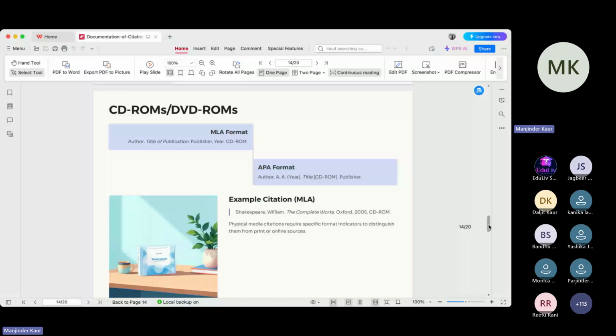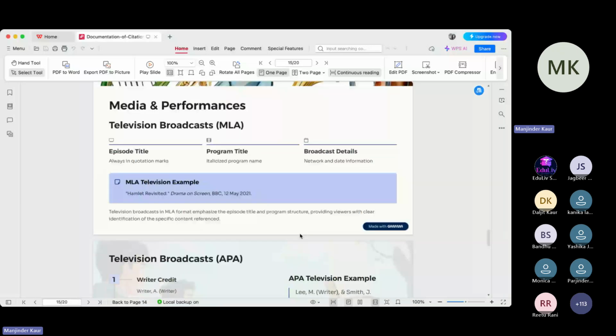Media and performance. Supposedly Hamlet revisited. कोई play है, कोई episode है. कौन से program का? Drama on screen का. तो जो पर्टिकुलर एपिसोड है वो डबल इन्वर्टेड में आएगा एज पर MLA, फॉलोड बाय इटैलिक्स में जो पर्टिकुलर परफॉर्मेंस है, जो पर्टिकुलर सीरीज है उसका टाइटल, फॉलोड बाय कौन से चैनल पे है, ब्रिटिश ब्रॉडकास्टिंग, BBC we put for that, followed by comma and the date. Television broadcast, right? This is as per MLA.